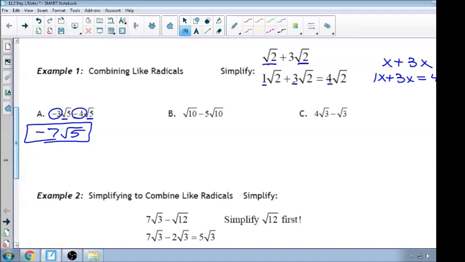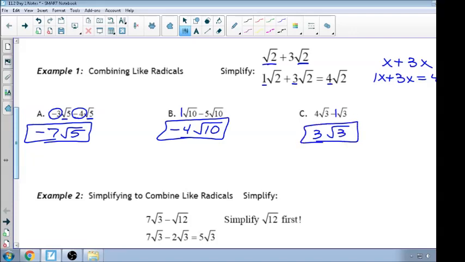On B, if you do not have a number out front, remember that it will be a 1. So I have 1 root 10 minus 5 root 10. The radicals are the same, being that they are root 10. So I'm going to take 1 minus 5, which is negative 4. Root 10 is going to go ahead and stay root 10. Last one, C, we have 4 root 3 minus nothing root 3. Well, minus 1 root 3, so it'll be 4 minus 1, which is 3. Root 3 will just stay root 3.